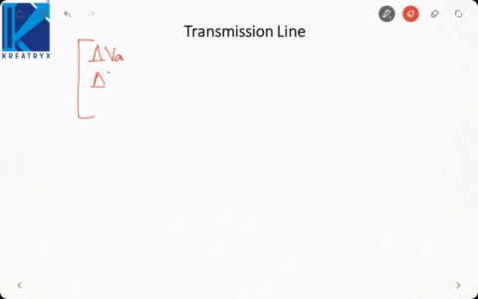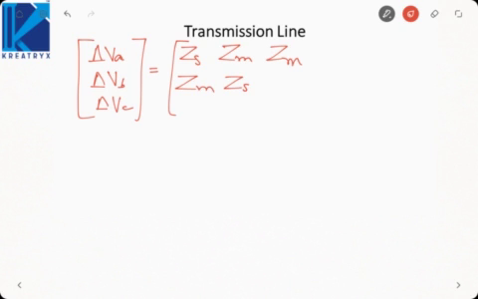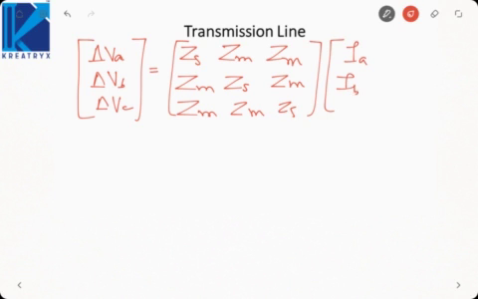Delta VA, delta VB, delta VC will be equal to the matrix Zs, Zm, Zm; Zm, Zs, Zm; Zm, Zm, Zs, multiplied by IA, IB, IC. Okay. Now we know VABC is equal to A times V012.